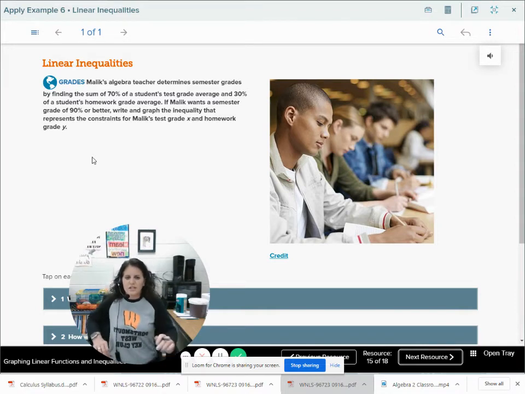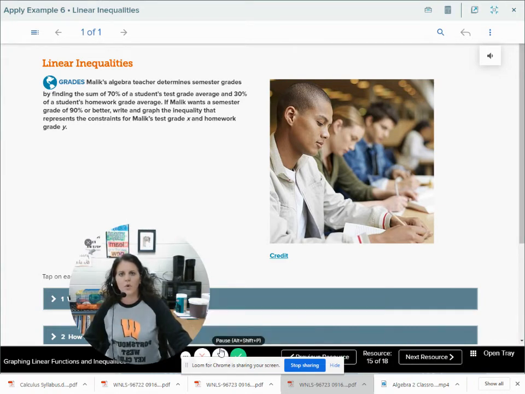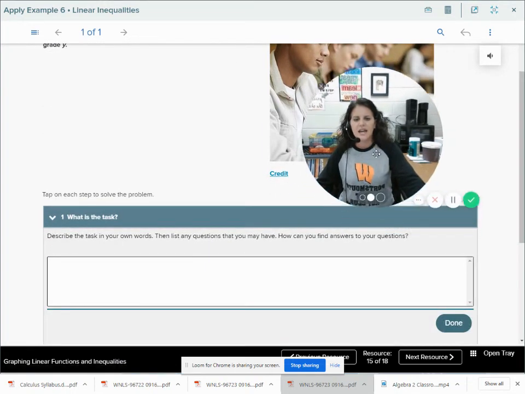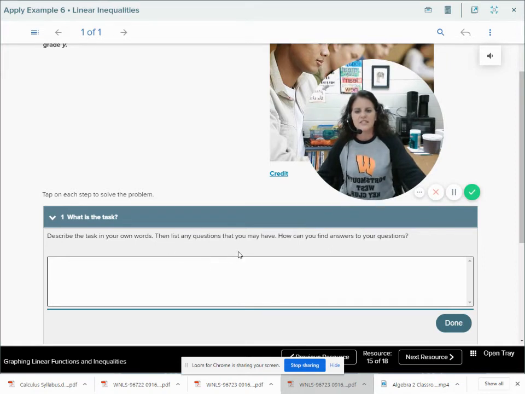So what are constraints? Constraints are the part of the problem, it's like a condition in the problem that the solution must satisfy. So let's look at this. Finding the sum of 70% of a student's test grade average and 30% of a student's homework grade average. He wants a 90% or better. So let's think about the task here. Describe the task in your own words. Then list any questions that you may have. How can you find the answers to your questions? Let's think about this for a second. Go ahead and pause the video.